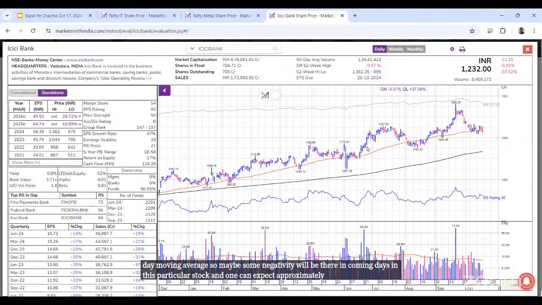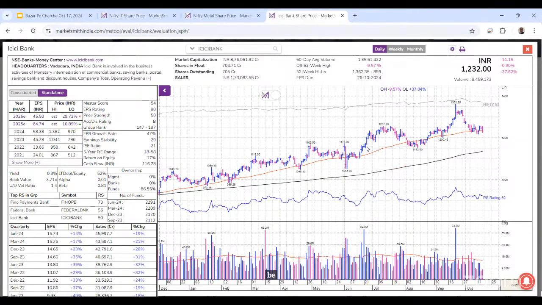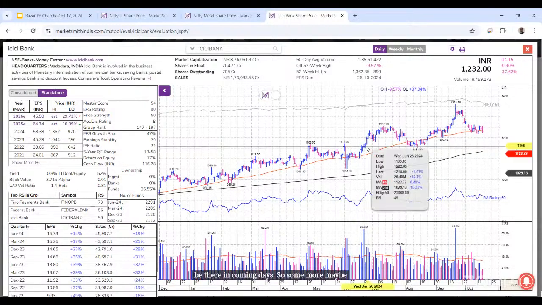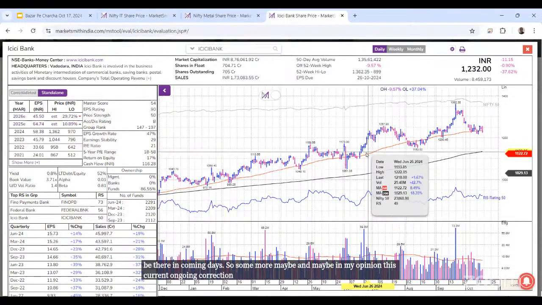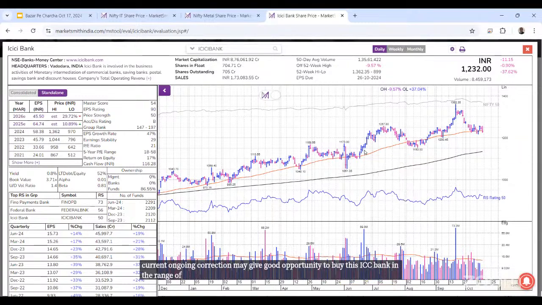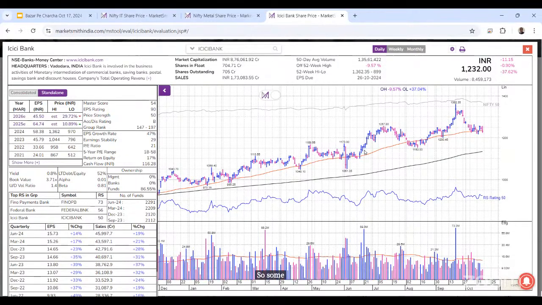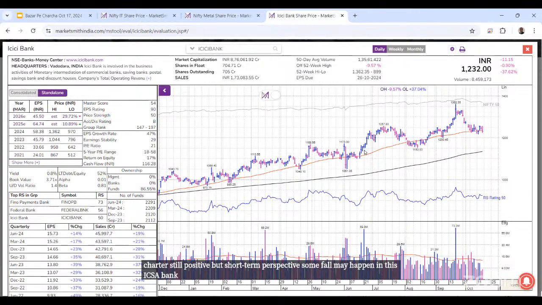One can expect approximately a 1120 to 1100 kind of zone in coming days. In my opinion, this current ongoing correction may give a good opportunity to buy ICICI Bank in the range of 1100, 1120 kind of zone. So it may attract some more negativity in coming days, but toward 1100 we will review this particular stock again, whether you should go long or not. Some volatility may be there, but from a mid to long term perspective, the chart is still positive. From a short term perspective, some fall may happen in this ICICI Bank also, at least a 3 to 5% fall may happen. I am not denying that.